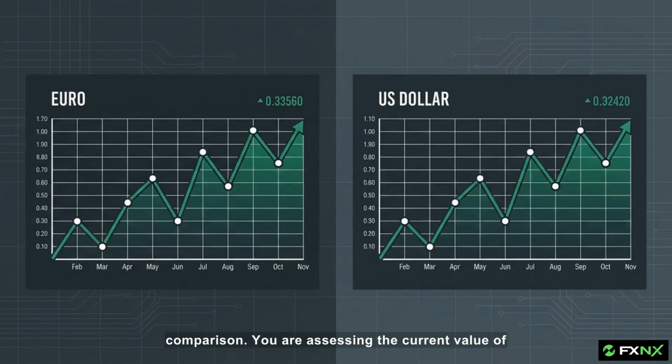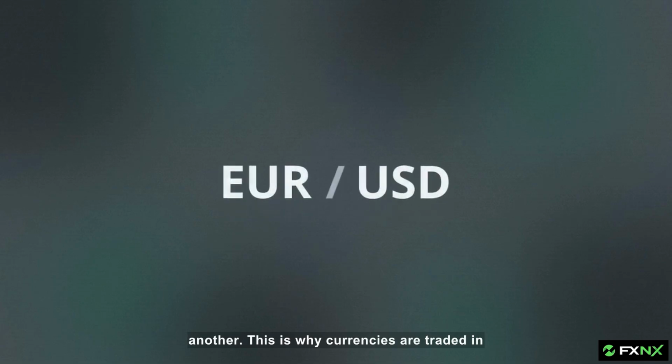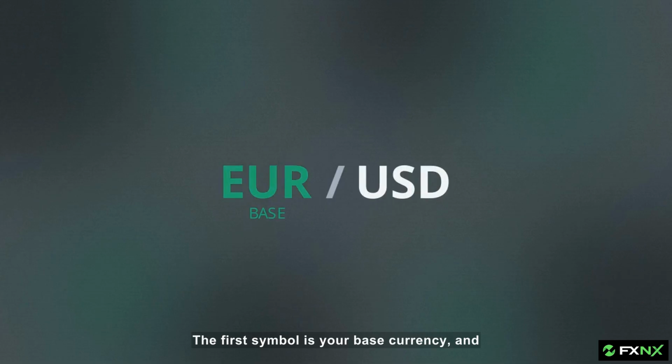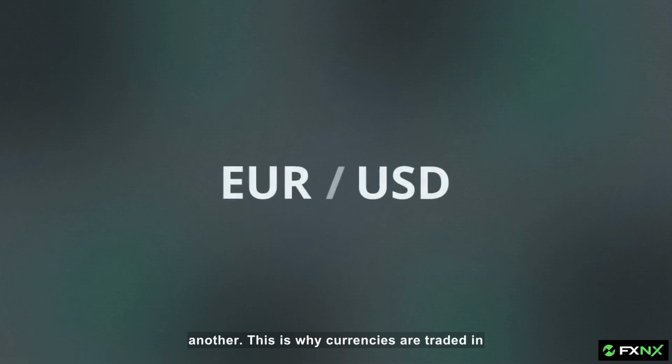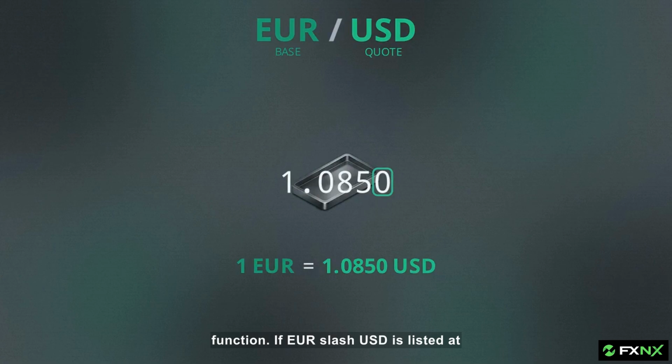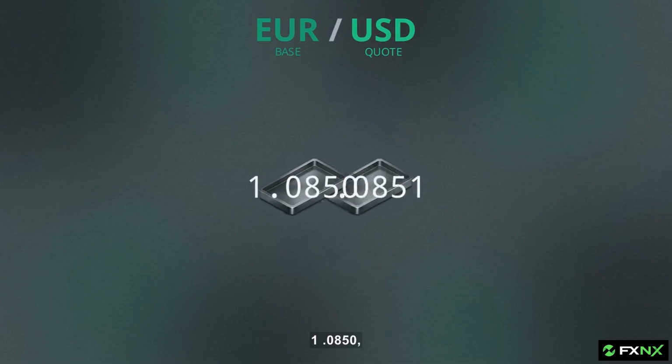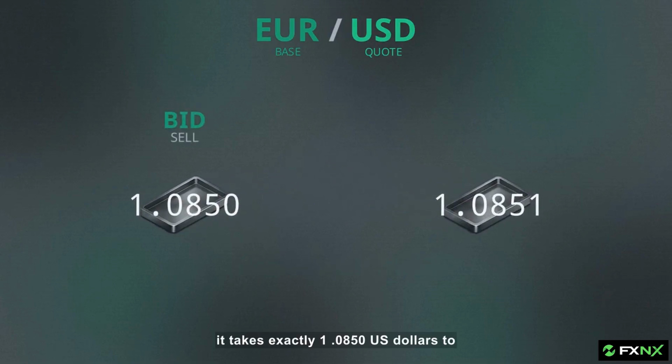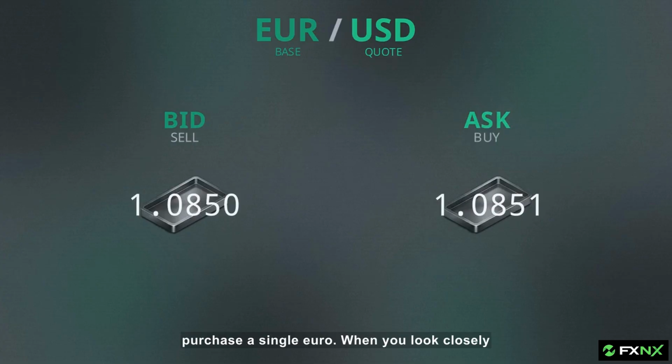Every Forex transaction relies on a single comparison. You are assessing the current value of one currency against the future probability of another. This is why currencies are traded in pairs, such as the euro against the US dollar. The first symbol is your base currency, and the second is your quote currency. The numerical quote attached to this pair serves a specific function. If EUR/USD is listed at 1.0850, it takes exactly 1.0850 US dollars to purchase a single euro.